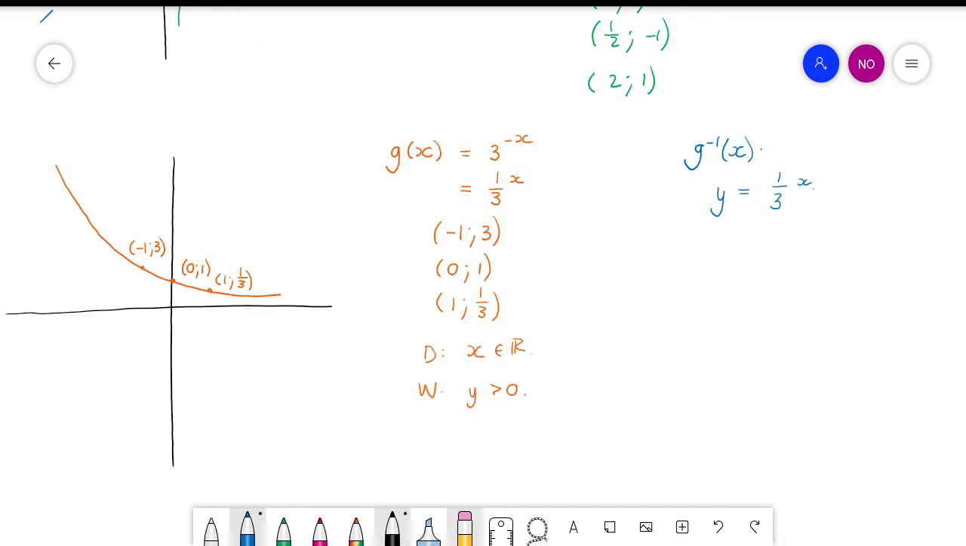Okay, so it is still g of x. And now because I want the inverse function, what do I do? I say x is equal to a third to the power of y. Okay, and therefore y is equal to log a third x. Okay, yes.